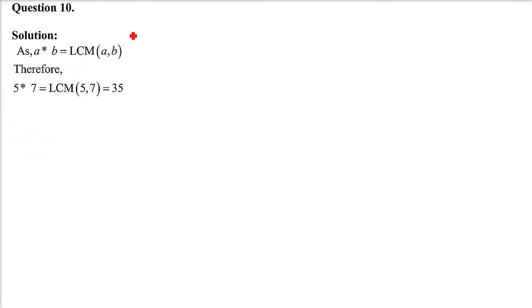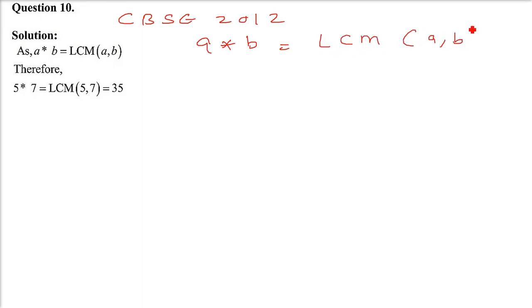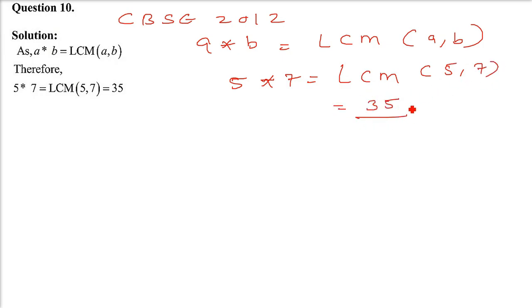Okay, question number 10. Let star be the binary operation on N given by a star b equals LCM of a comma b for all a comma b belonging to N. We have to find 5 star 7. That's a very straightforward question. It has come in CBSE 2012. So 5 star 7, that is LCM of 5 and 7. What is the LCM of 5 and 7? They don't have anything common. So 5 times 7 is 35. 35 is the answer.